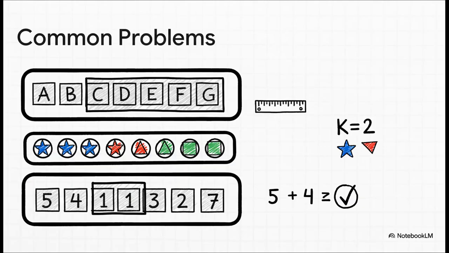And this powerful pattern can solve a whole class of really famous interview problems. Things like finding the longest substring with all unique characters, or the smallest subarray that adds up to at least some target number. These are perfect for the variable size window.